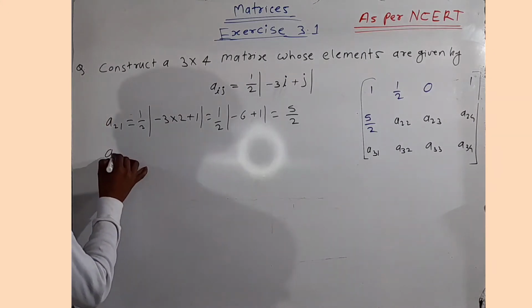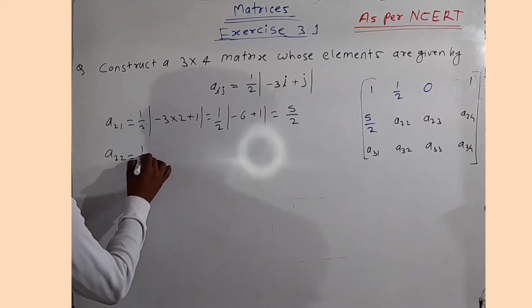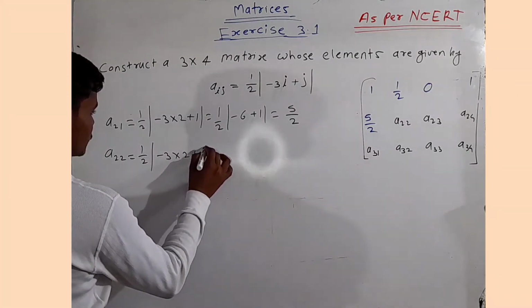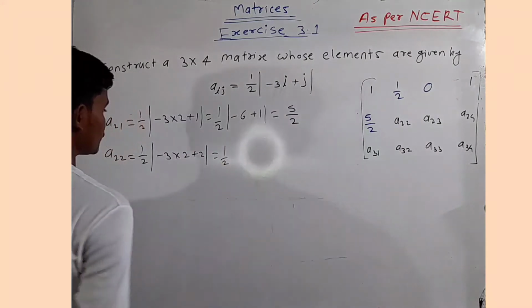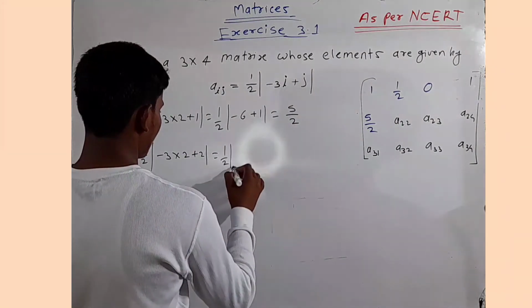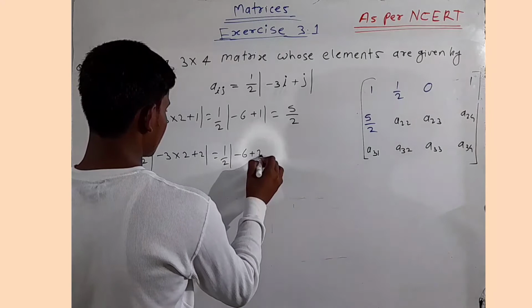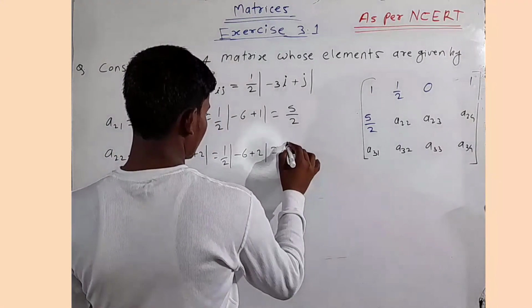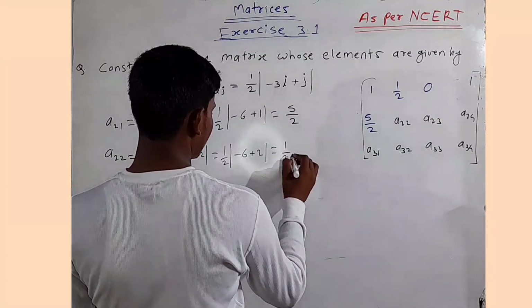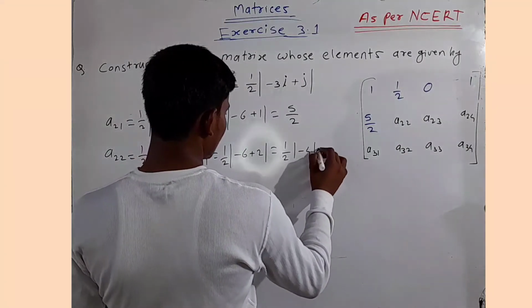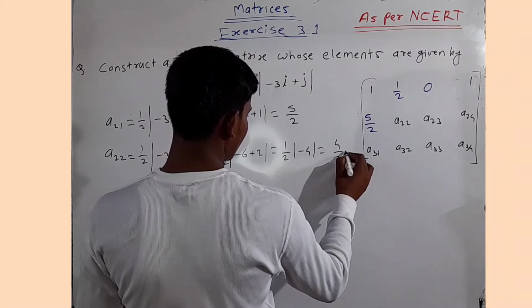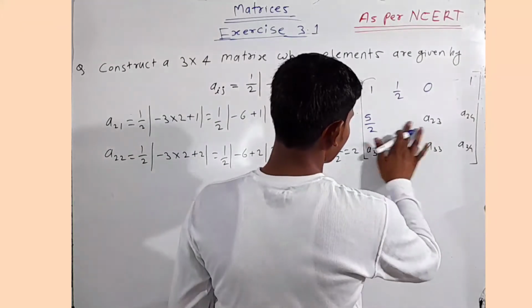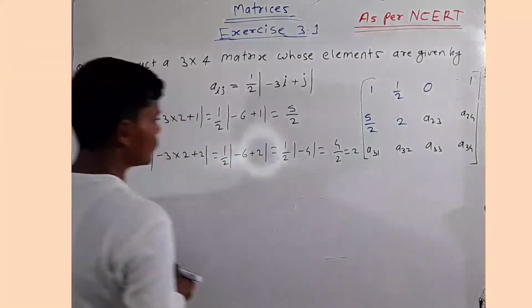Then A22 equals 1 by 2 mod minus 3 into 2 plus 2 equals 1 by 2 minus 6 plus 2 equals 1 by 2 into minus 4, which equals 4 by 2, that is 2. So the value of A22 is 2.